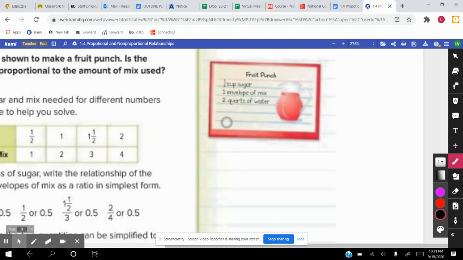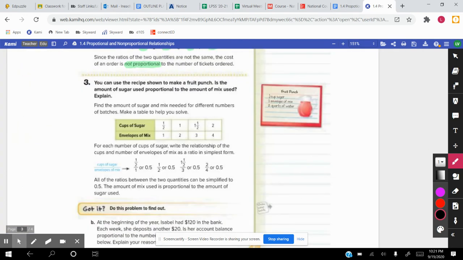So for every half cup of sugar, we want 1 envelope of mix. So if I have half a cup, that's 1 envelope. A full cup is 2 envelopes. 1.5 cups is 3 envelopes. 2 cups of sugar is 4 envelopes. So for each number of cups of sugar, write the relationship of the cups and number of envelopes of mix as a ratio in simplest form.